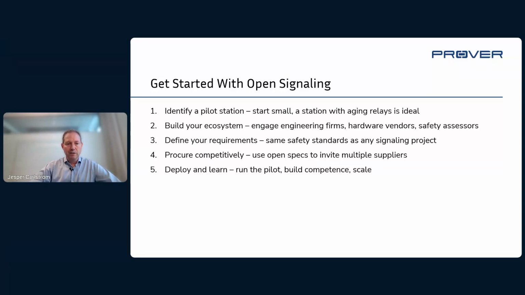You need to give this project organization clear requirements. So you need to tell them exactly what they are supposed to deliver. And of course, they need to meet the same safety standards as any signaling project. So this is not a way of lowering your ambition. It needs to be the same. I'm just claiming that it's possible to construct a project organization like this because there are lots of skills out there on how to build this.